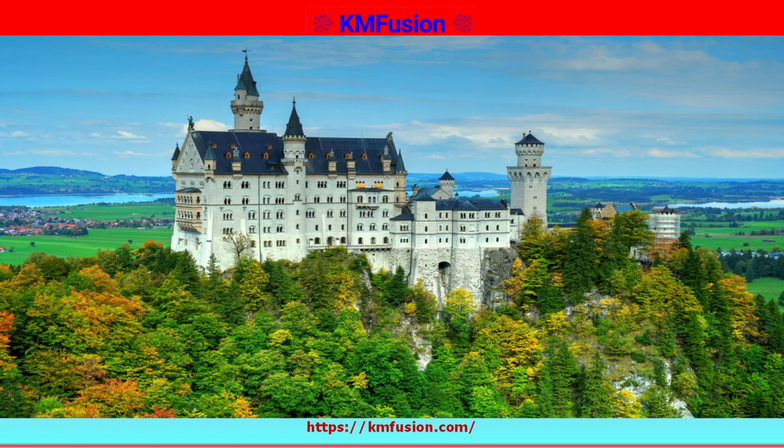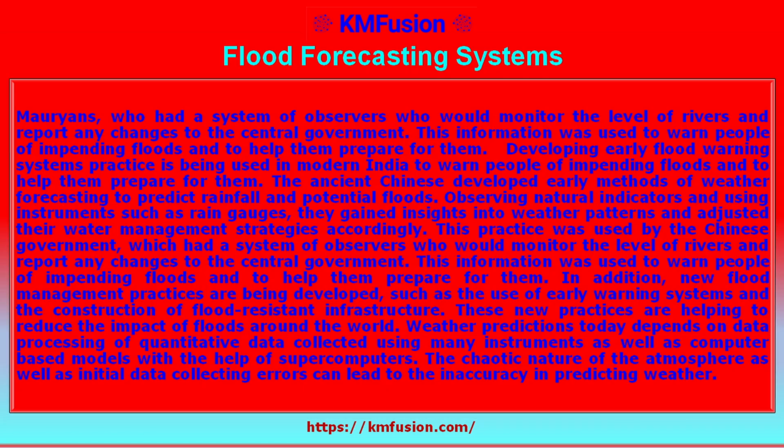Mauryans, who had a system of observers who would monitor the level of rivers and report any changes to the central government. This information was used to warn people of impending floods and to help them prepare for them. Developing early flood warning systems practice is being used in modern India to warn people of impending floods and to help them prepare for them.